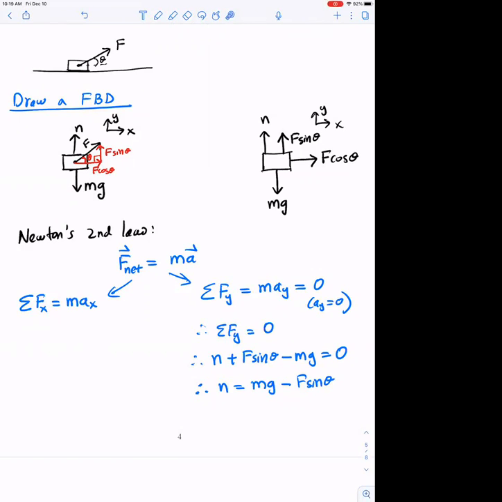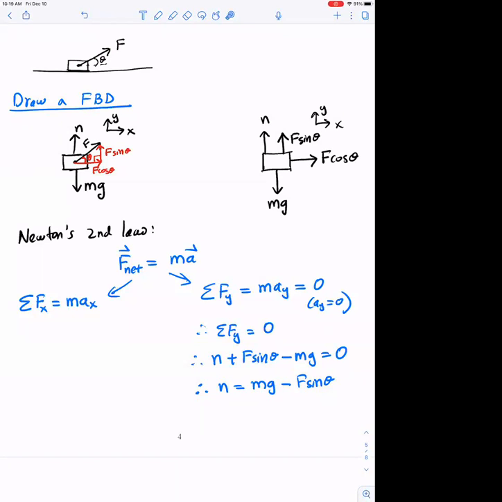Notice that this normal force is not equal to the weight. It's a little bit less than the weight because the person pulling with the rope is helping the normal force along a little bit. It's kind of lifting the sled a little bit off the ground. And so this normal force doesn't have to support the entire weight, but the weight minus whatever help it's getting from the person pulling on it.